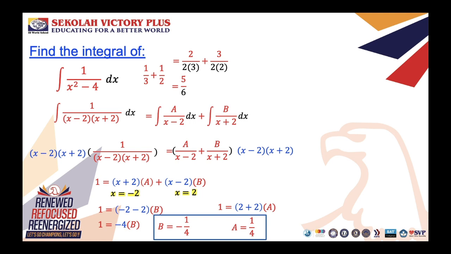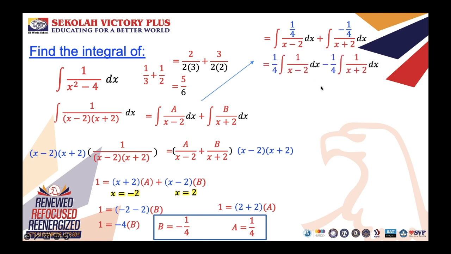Now, since we have already found the value of a and b, we can now substitute it in our partial fractions. Remember, we can only find the integral once we have found a and b. And now we have found it. So substituting it, and since these are just constants, we can just put it outside to make it simpler. So we can write it this way. All right, and this time we can now find its integral.